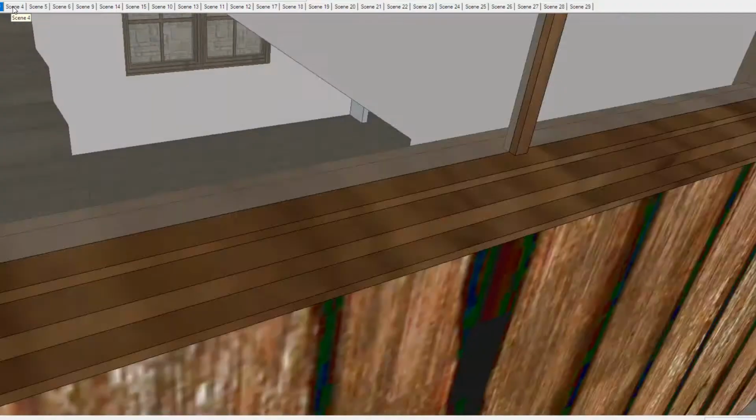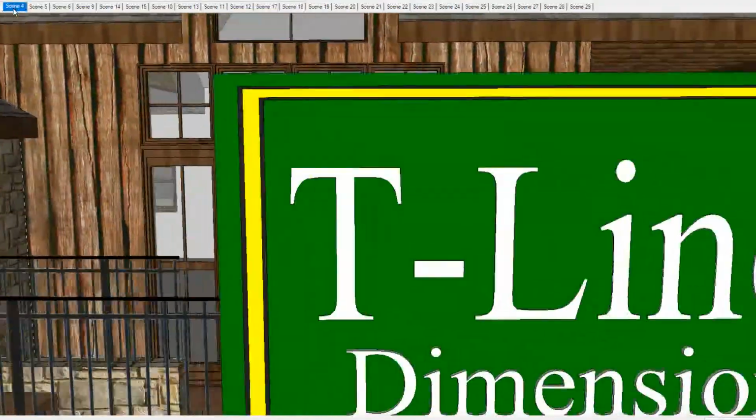Right now, we're back in the lab, and T-Line Dimensions are on the menu.